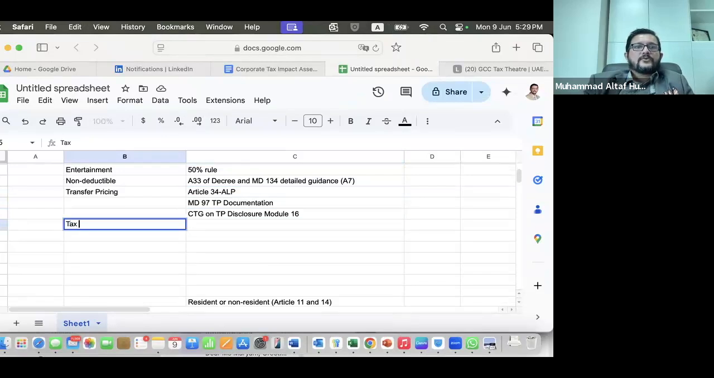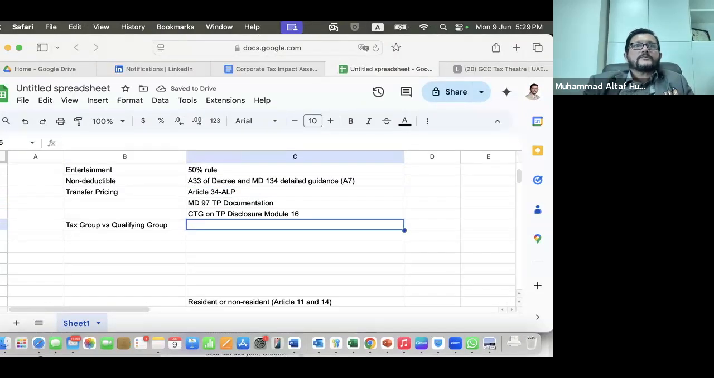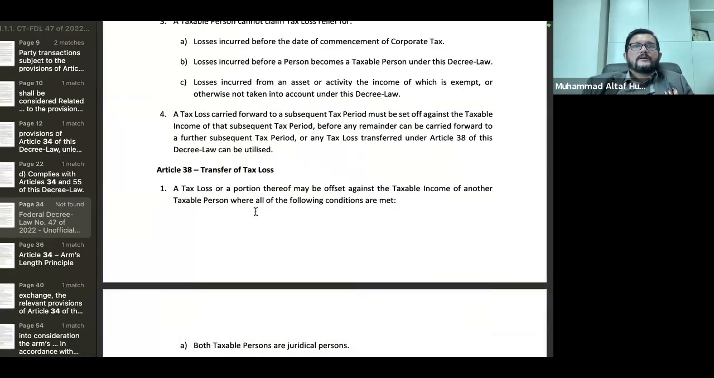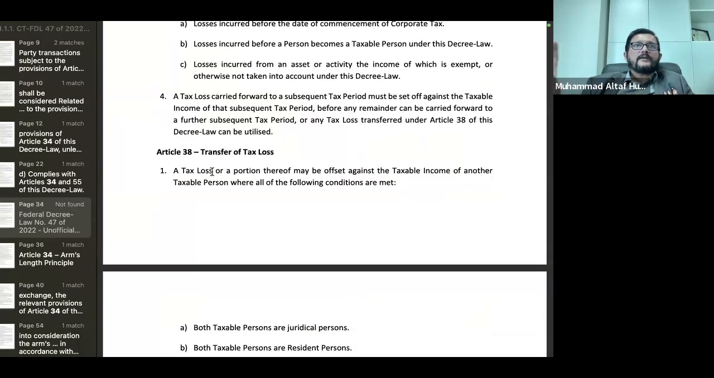Tax group versus qualifying group, right? So we have to look at both scenarios, the pros and cons. We should know what the conditions of tax group are. Can we transfer tax loss in qualifying groups? We can. In tax group, by default, it is offset. But in tax group, we lose the threshold. Multiple thresholds we lose. Qualifying group thresholds remain.